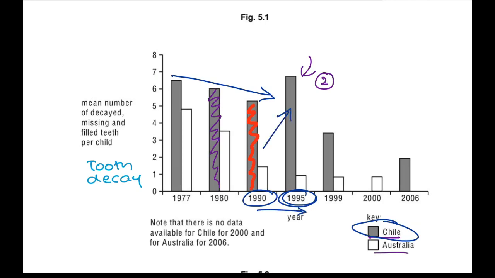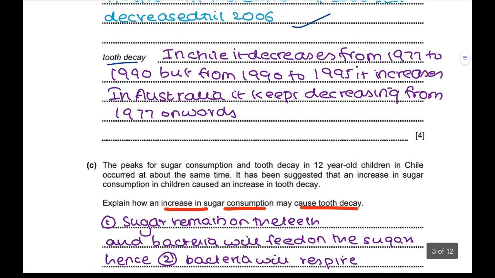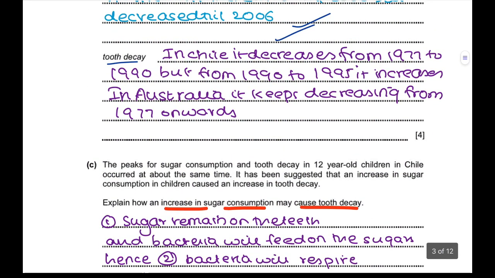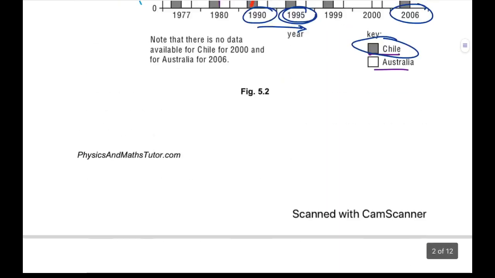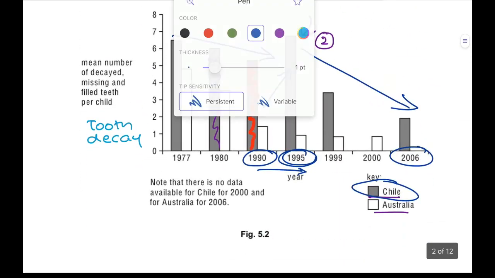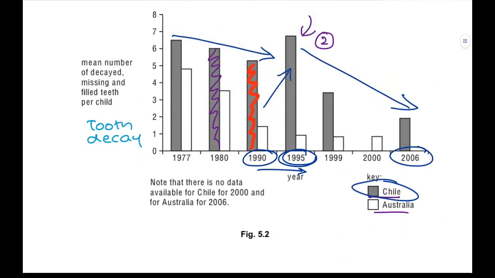Then again from 1995, the third point you could have added here is that from 1995 it again decreases till 2006. The last point is for Australia. For Australia it keeps decreasing from 1977 onwards. So if we look at that, this is the curve for Australia. So it keeps decreasing. You're able to see that there is a decrease.